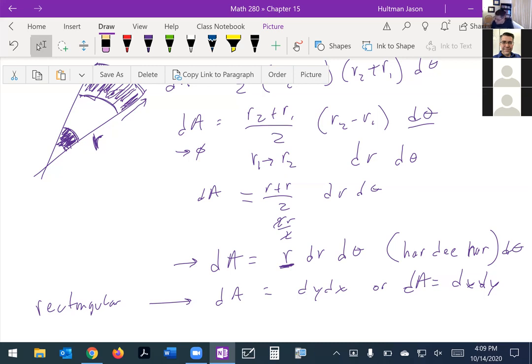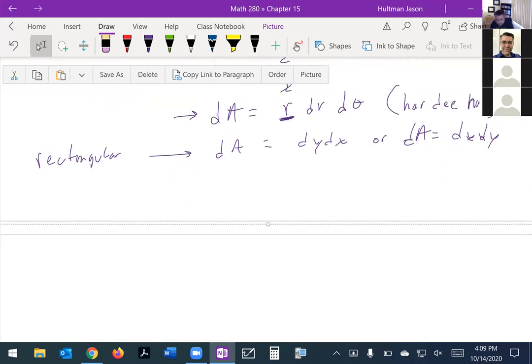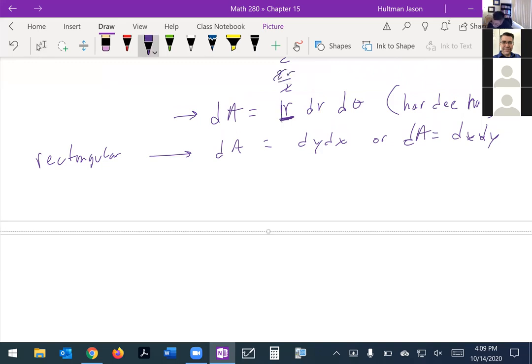So just chew on that. The main idea here, you don't even have to know any of this stuff, except don't forget this R. If you forget this R, I'm going to have your mom smack you or something. So don't forget the R. It's necessary to do the problems.